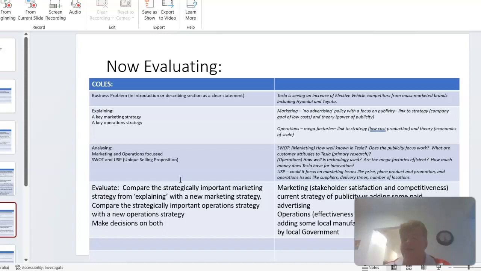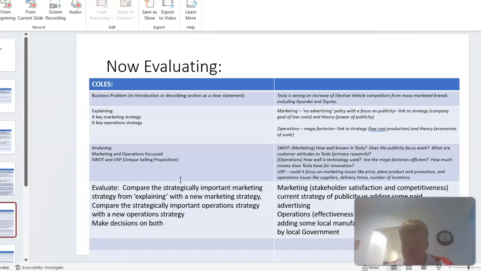What might that mean for stakeholder satisfaction? It might be interesting. You might say, well, actually, maybe Tesla is well enough known that really adding extra publicity may not make a great deal of difference to stakeholder satisfaction. Perhaps in competitiveness, perhaps it will help the Tesla brand to be well known. But I suspect when you look at the research, Tesla's already pretty well known. So it might be an interesting discussion.